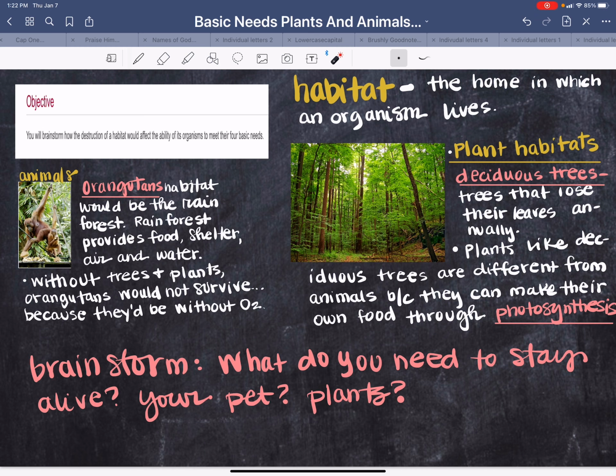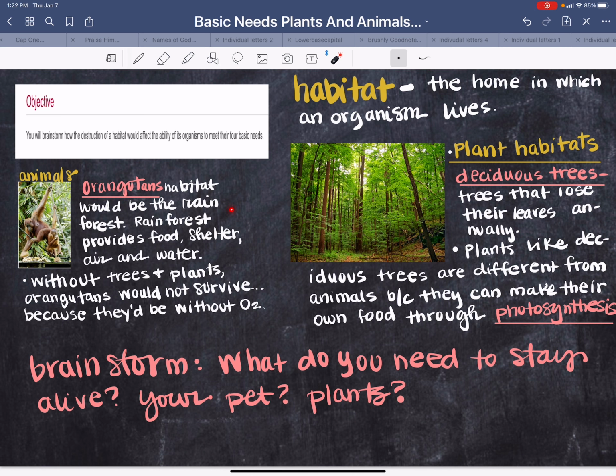Even as humans, we have a habitat. Your pets have habitats. Plants have habitats. Trees have habitats, okay? So, the home in which an organism lives. Over here, for our animal, we've got an orangutan. You can tell his habitat is in the forest. Well, he's in a specific forest, a rainforest. Habitat would be the rainforest. Rainforest provides food, shelter, air, and water.